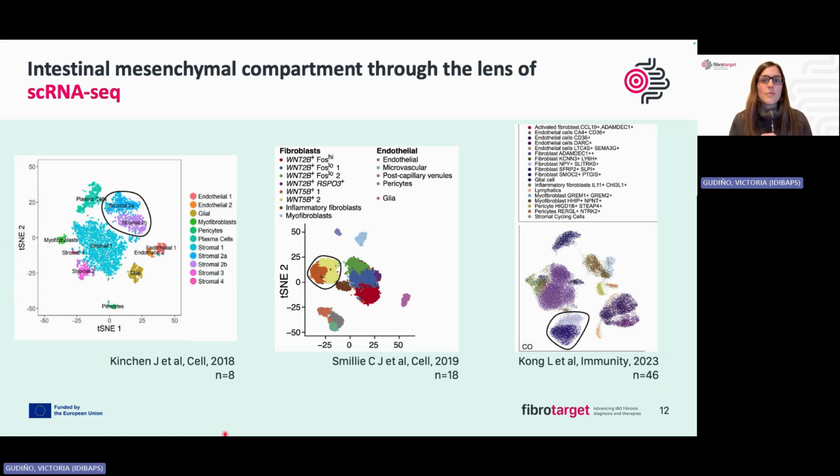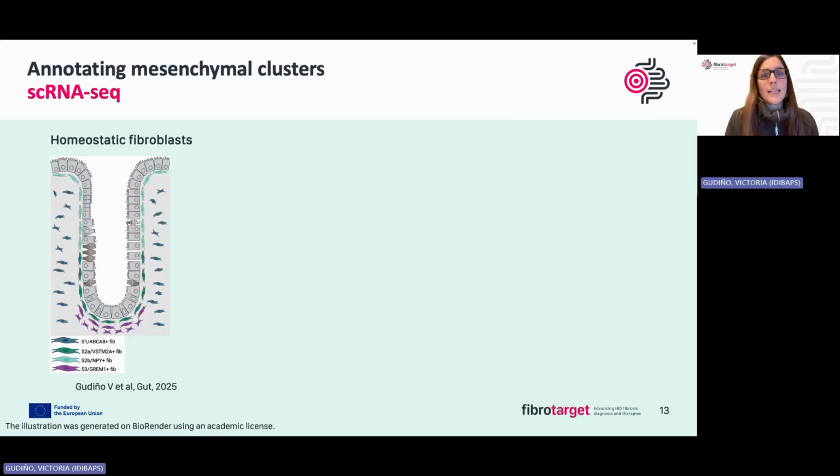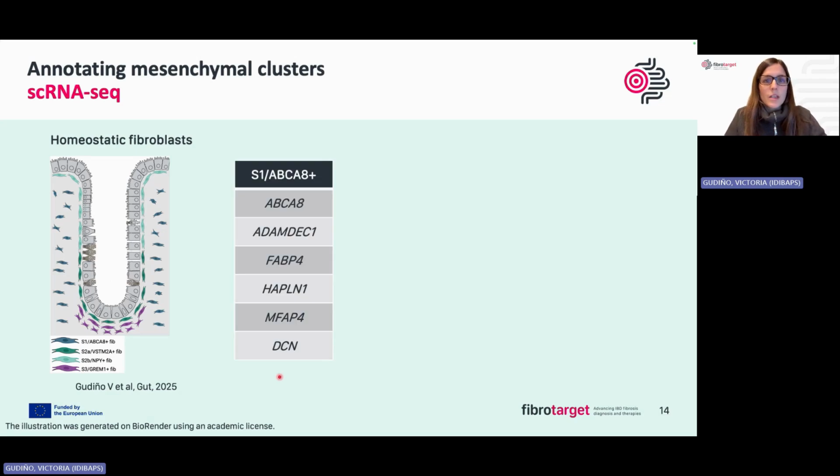So now we will have a quick overview of these cell types and which are the main marker genes that you can use for the annotation of these cells. As mentioned earlier, and as identified in the study from Kitchen, there are mainly 3 types of fibroblasts in the healthy mucosa. First we have the fibroblasts S1, or ADAMDEC1 positive cells, that are those in the lamina propria that we have here in blue in the drawing.